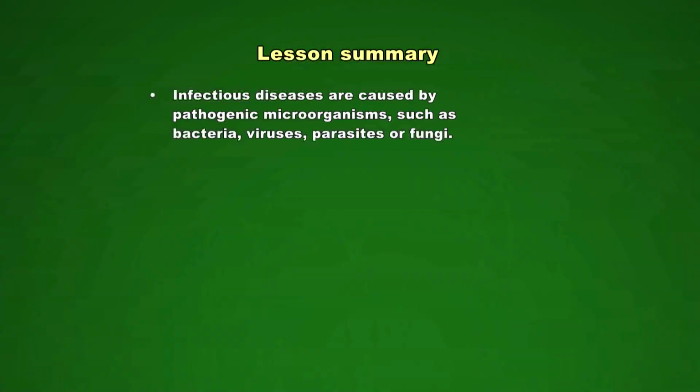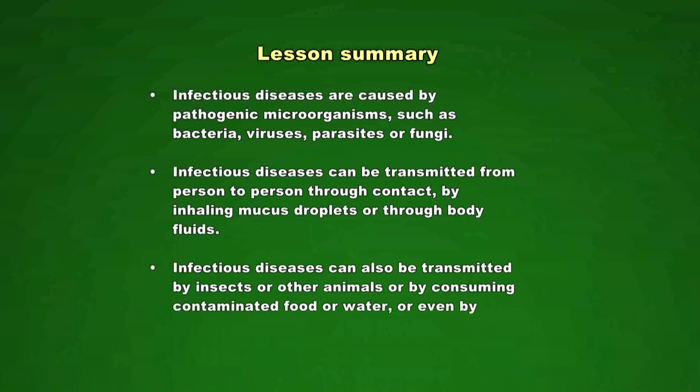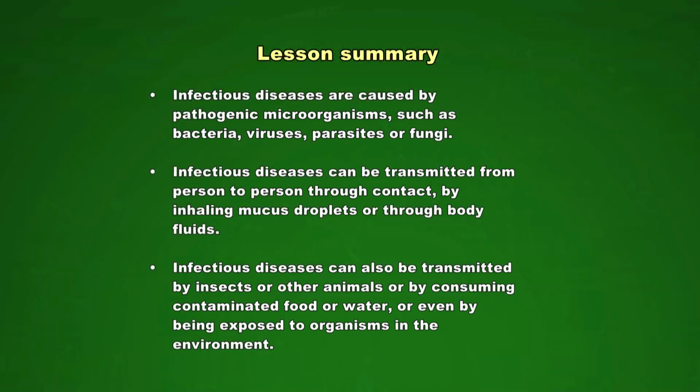Let us summarize what we've learned about infectious diseases. Infectious diseases are caused by pathogenic microorganisms such as bacteria, viruses, parasites, or fungi. Infectious diseases can be transmitted from person to person through contact, by inhaling mucus droplets, or through body fluids. Infectious diseases can also be transmitted by insects or other animals, or by consuming contaminated food or water, or even by being exposed to organisms in the environment.